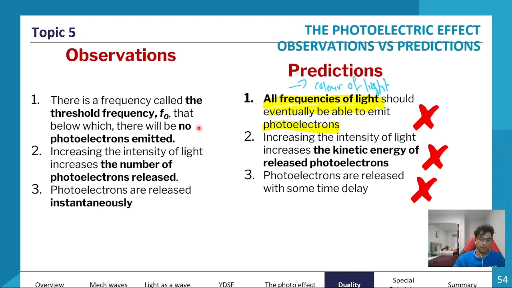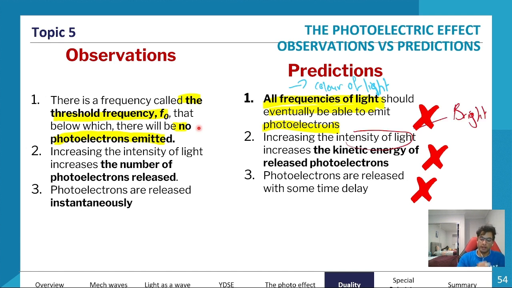But that's not the case because according to the experiments, there was something called the threshold frequency. So the frequency of the light had to be greater than the threshold frequency, or there would be no photoelectrons being emitted. The second thing that was believed was about the intensity of light. Intensity of light is basically the brightness of the light.